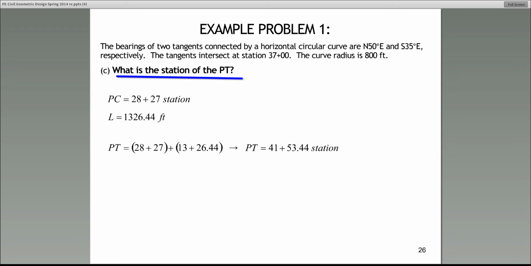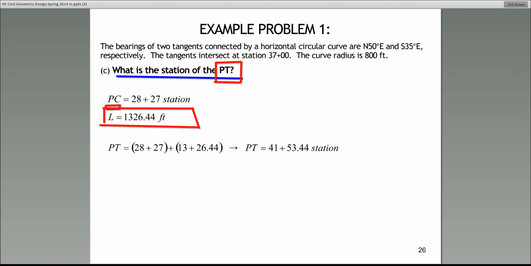I want everybody's attention here, please. Everyone, whatever you're doing, stop and just listen to me now. There's only one way to calculate the correct station of the PT. That's what we're looking for, PT. Make a note of that in big, big letters.